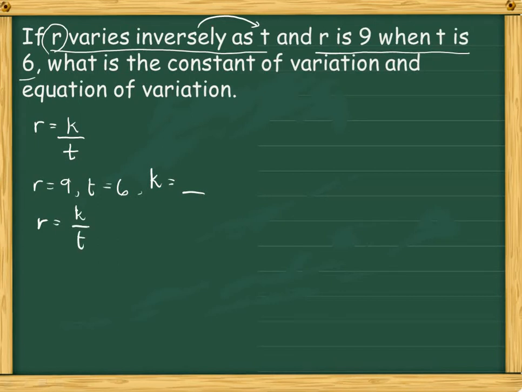Saan galing po yung R is equals to k over t? Galing po siya sa first statement na translate natin into equation. Next, substitute natin yung value ng r, which is 9, is equals to k over the value of t, which is 6. Now, ang goal natin is mahanap yung value ni k. Pero si k may kasama siya, meron siyang over na 6. So, we need to remove 6 here to get the value of k. So, we can apply cross multiplication.